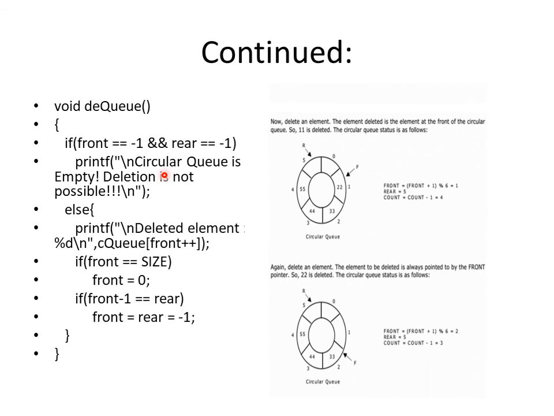If it is true, what happens? Deletion is not possible, because f equals r equals -1. See here, the index value always begins from 0, and up to the maximum size, here I have taken as 5. But when r equals -1, there is no space, that means no elements are there. Therefore the circular queue is empty, deletion is not possible.